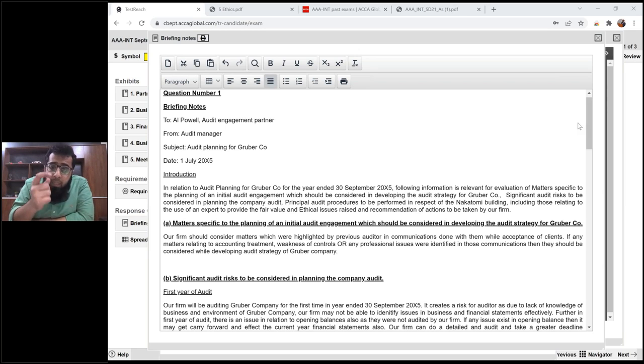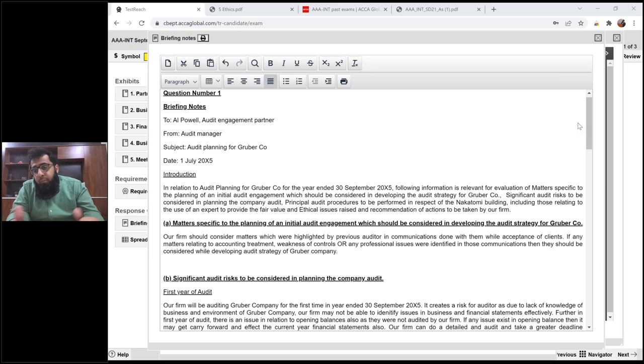The examiner has also identified it many times in his comments that the major problem with the students is that they don't know how to divide the different phases of the audit. Audit planning is a different phase. Audit procedures during the audit is a different phase, and reporting is a different phase. So here he is asking the matters relating to initial audit engagement, which should be considered in developing the audit strategy.